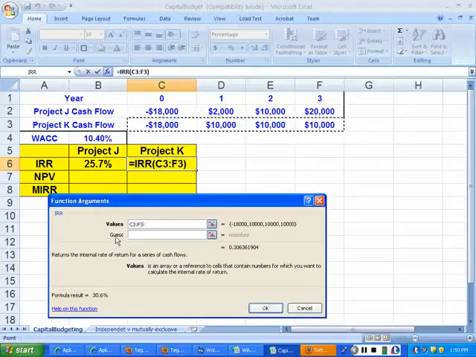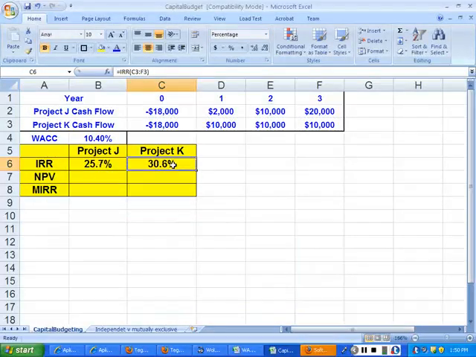You'll notice in each of these has a thing called guess. That's just to start the iterative procedure. If you don't put anything in, it just starts at a 10%. And we'll adopt both projects in here. They're both higher than the 10.4%.